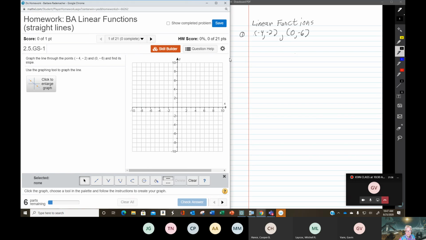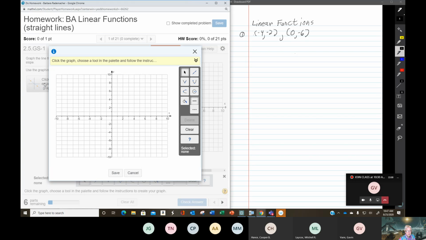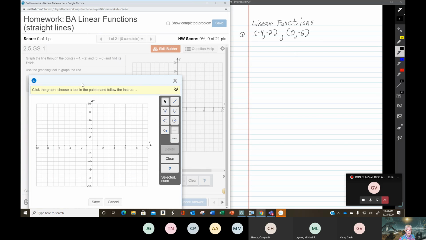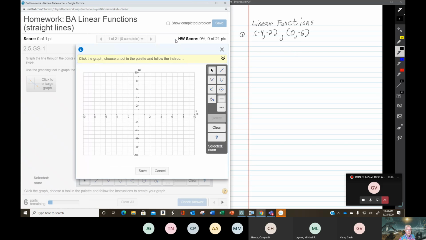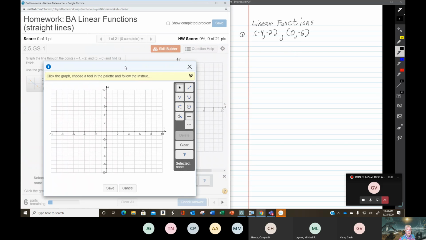So here's what I have to do. Make it a little bigger if I have to. And then I click over here at enlarge. Didn't do any good at all. Okay, I have to know ahead of time what it is I'm graphing. So that's a line, and it told me I'm graphing a line, right? I graph the line through those 2 points. So what I have to do now is plot these 2 points.